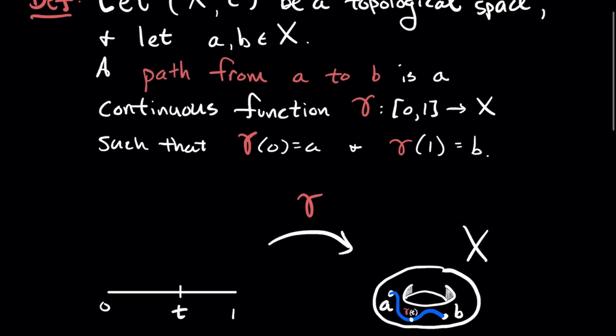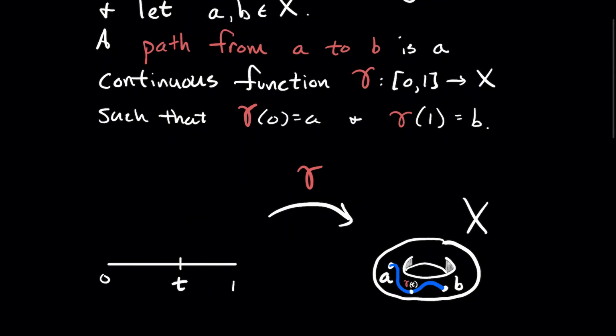So in a picture here, gamma takes an input that's a real number between 0 and 1, and it outputs a point in our topological space. And the idea is that those points continuously vary from A to B. Also, gamma begins at A, and its terminal or ending point is B.